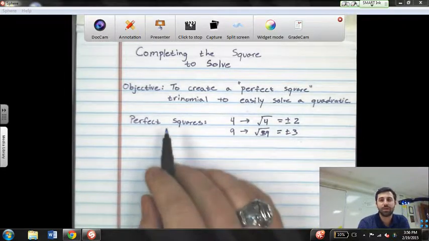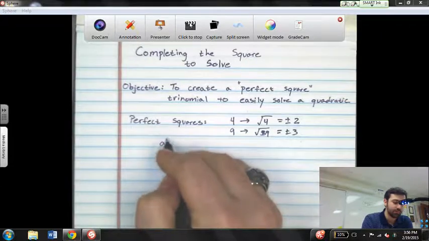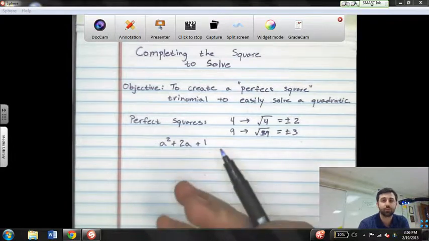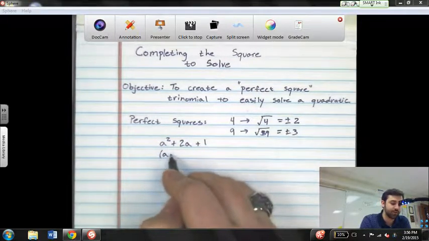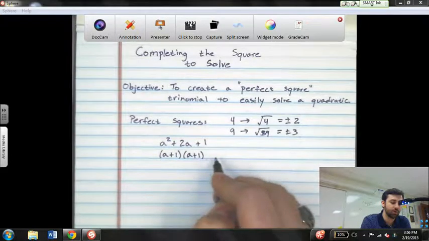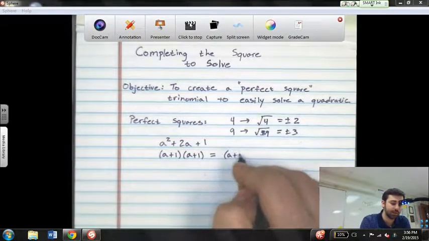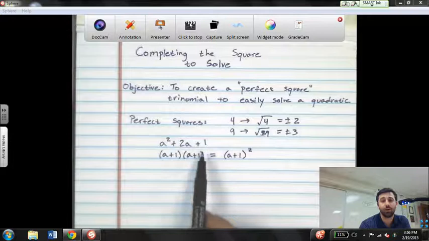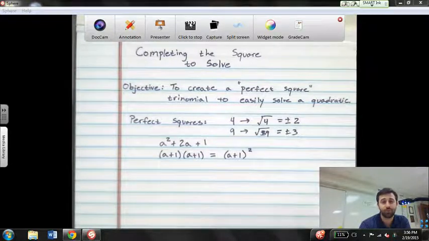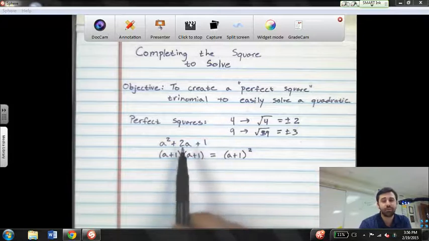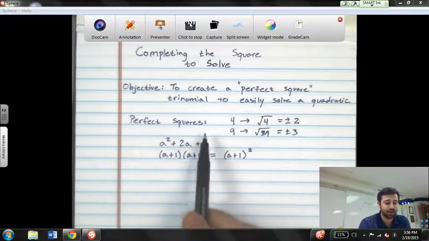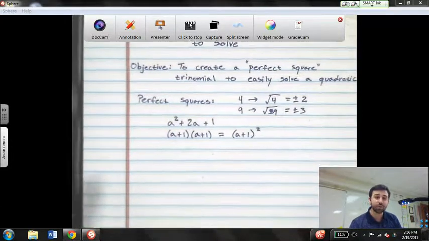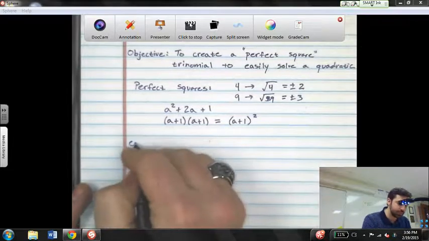What that means for a quadratic is if I had a squared plus 2a plus 1, this expression would factor down to a plus 1 times a plus 1, which we could express as a plus 1 quantity squared. This makes a squared plus 2a plus 1 what's called a perfect square trinomial. The process of completing the square is to take an expression that's not a perfect square and get it to a perfect square form for us to factor down and solve. So let's look at an example of this technique.